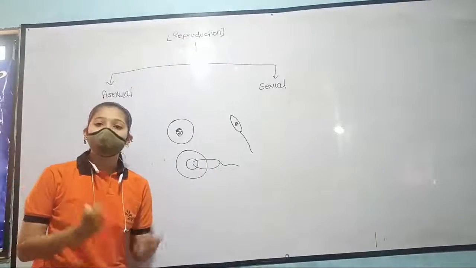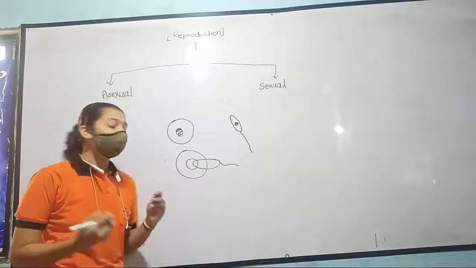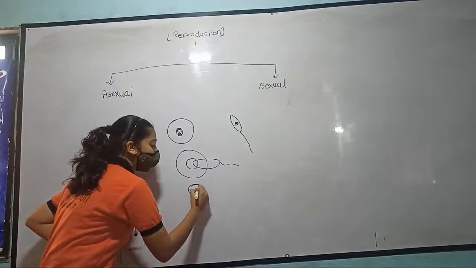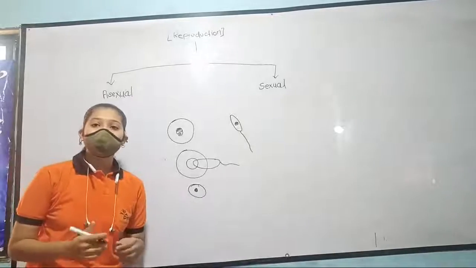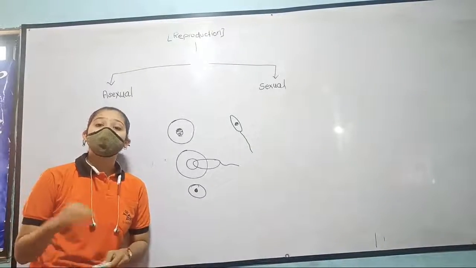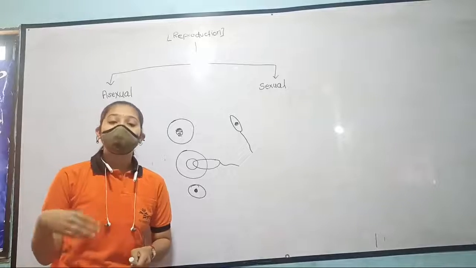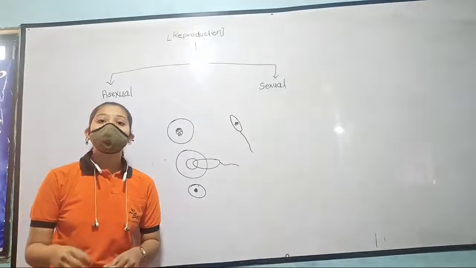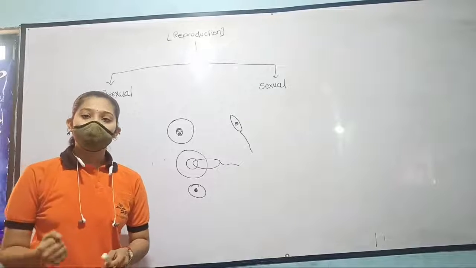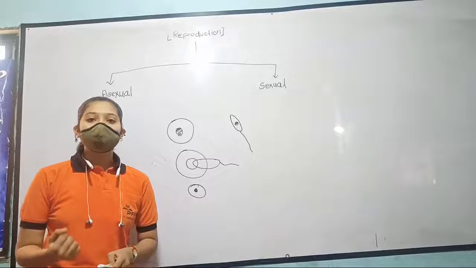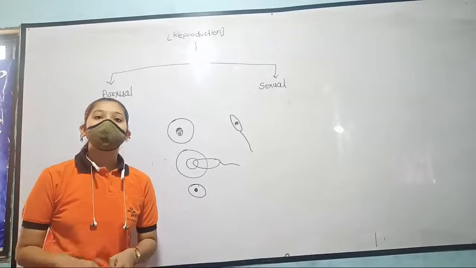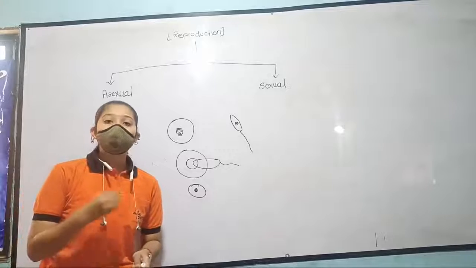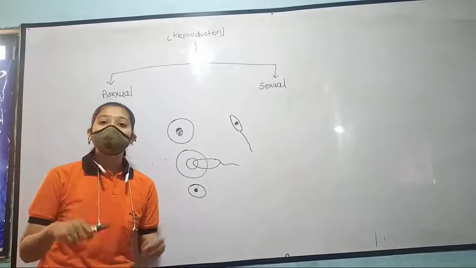The fusion of two haploid cells forms one zygote, which is diploid, and then cell division takes place. The third event of sexual reproduction is the post-fertilization event. In the post-fertilization event, embryogenesis takes place. Embryogenesis means formation of the embryo, where the sperm and ovum fuse together and the new zygote is formed.